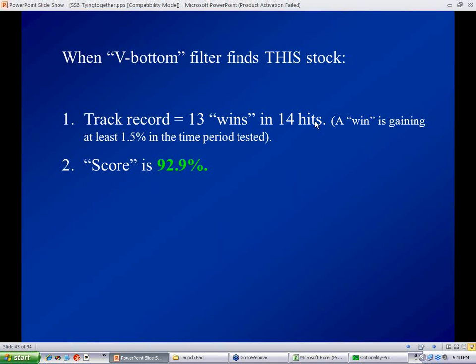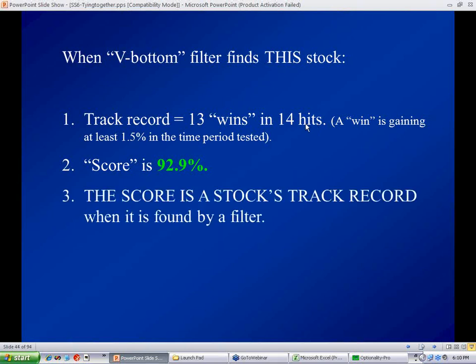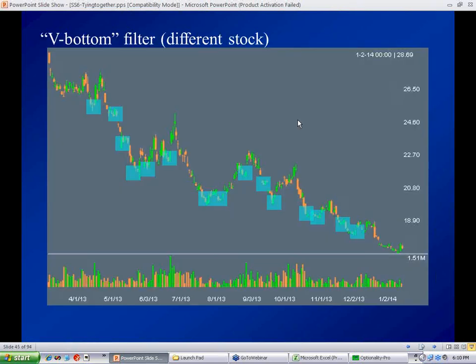Notice that I said track record. It is paramount that everyone understands that this score is not a crystal ball or a fortune cookie. This probability is a track record. The score is a stock's track record when it is found by a filter. Now, you're thinking, okay, aren't they all going to be kind of the same? No, they're not, and that's the secret. That's the breakthrough of all this technology.